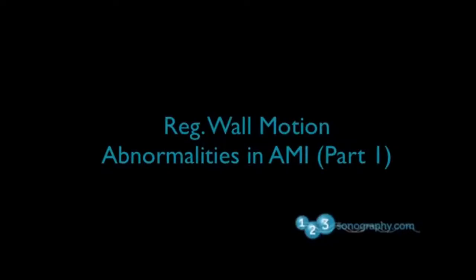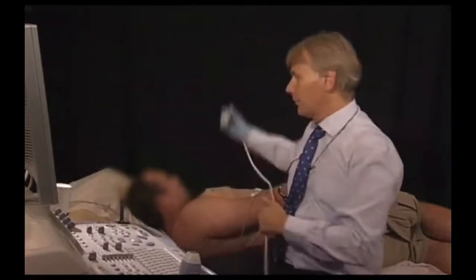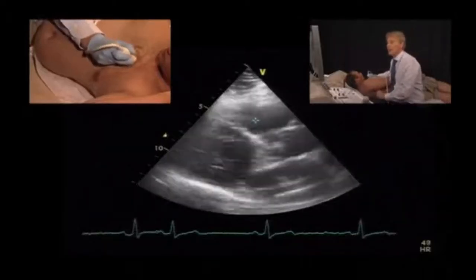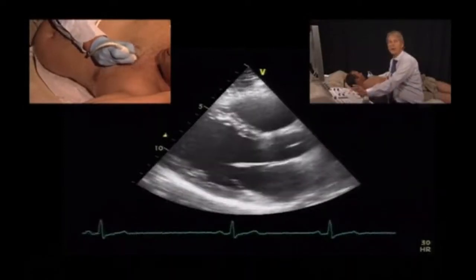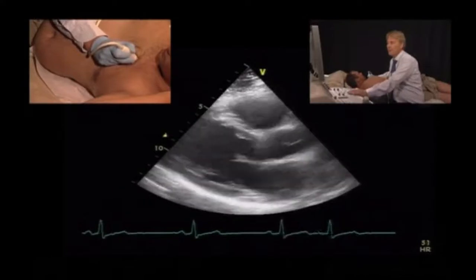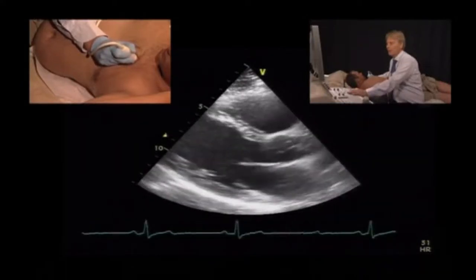Now it's time to look at patients with regional wall motion abnormalities, and keep in mind, don't always stick to the standard views, but also use abnormal views. Let's take a look at a patient with coronary artery disease, and let's look at his parasternal long axis view. Now the parasternal long axis view has a disadvantage that we do not see the apical segments, but we can appreciate wall motion abnormalities in this view as well.